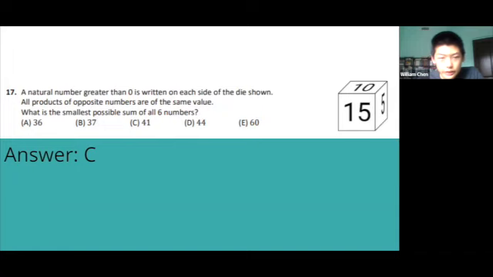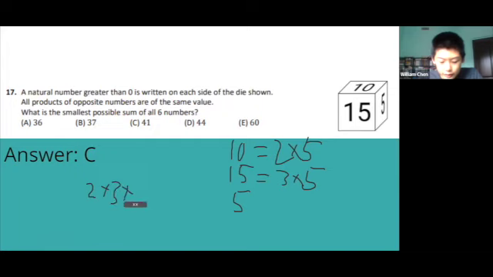To do this, we need to first find the least common multiple of the 3 numbers shown. This is because this is the smallest possible number that can be the product. We know that 10 equals 2 times 5, 15 equals 3 times 5, and 5 is already prime. The least common multiple of this is 2 times 3 times 5 equals 30.